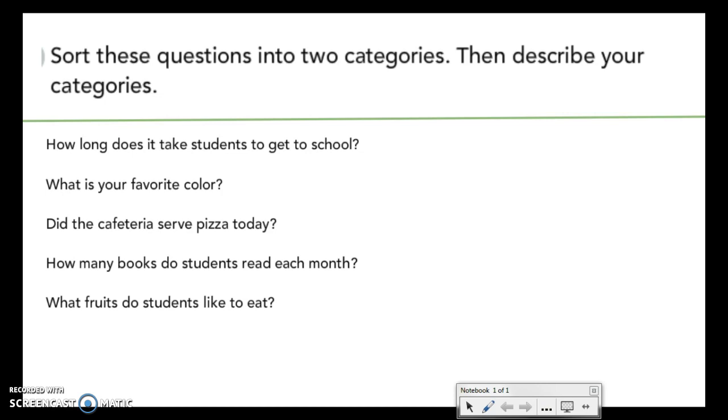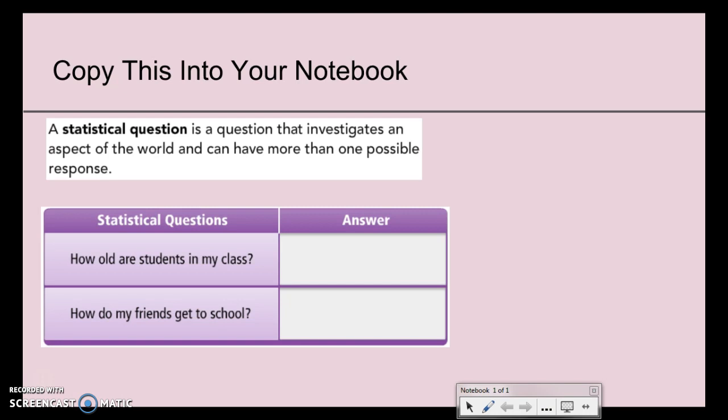Well, let's move on a little bit so we have an idea of some different questions. But I want you to copy this statistical question definition into your notebook. A statistical question is a question that investigates an aspect of the world and has more than one possible response. So the key words, guys, in this definition are investigates an aspect of the world and more than one response.